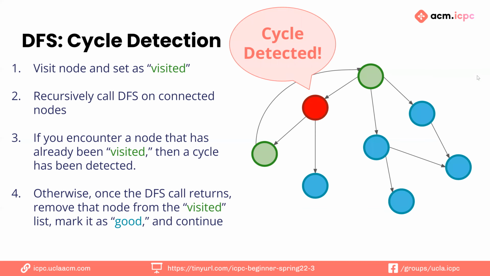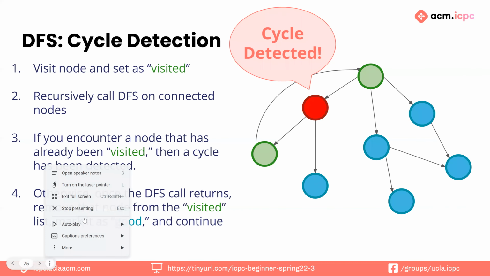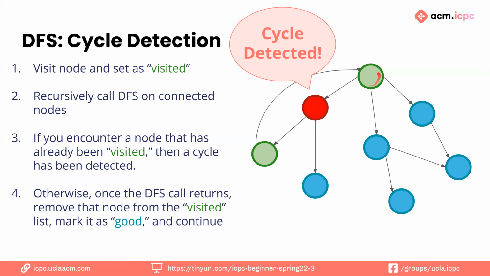But then, if you think about it, we were at this node, we went down here, it was good. We went down here, it was good. So we should check this. But this was, quote unquote, visited this DFS call. So now we found a cycle.